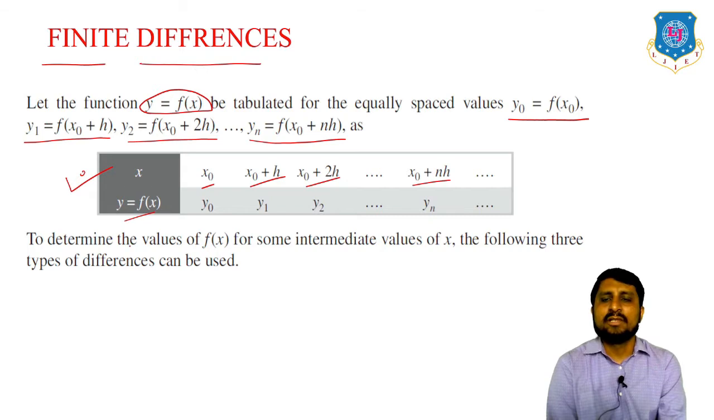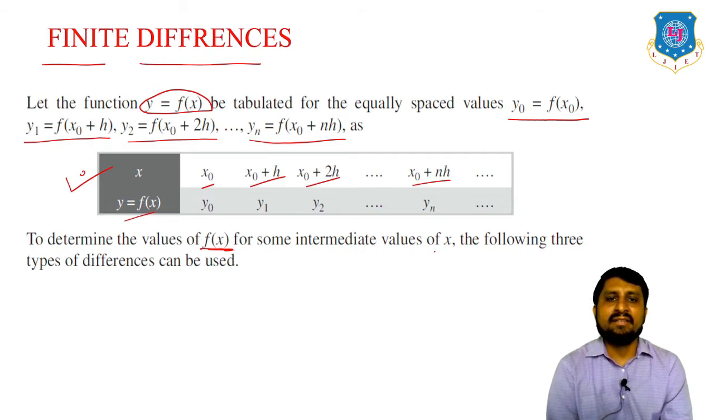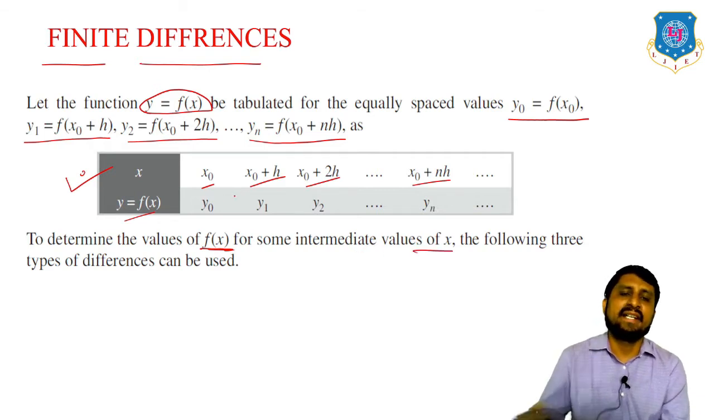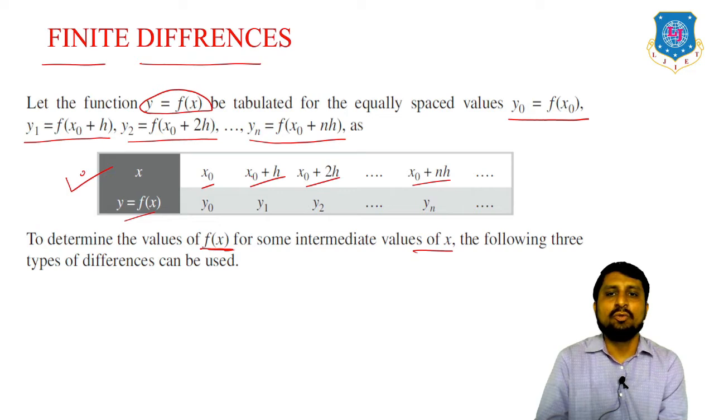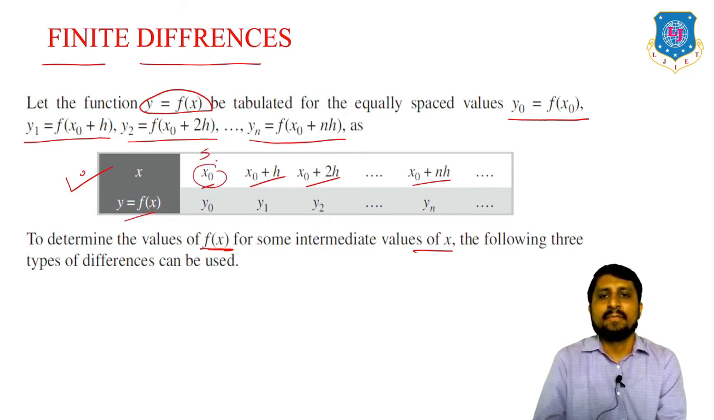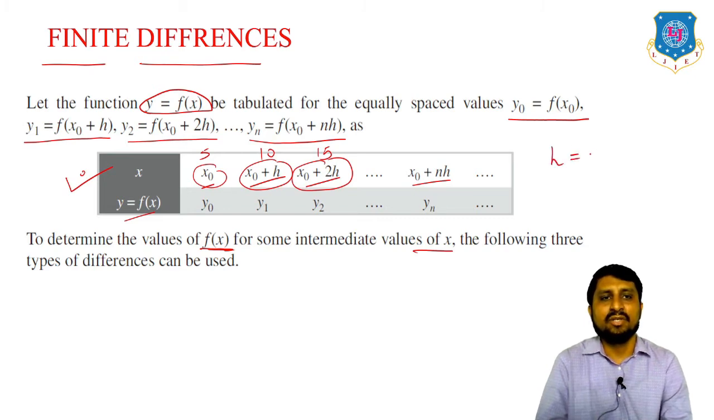Okay, now to determine the value of f of x, I want to find the value of f of x for some intermediate value of x. Intermediate value of x means between any two values. Suppose your x0 is 5, x0 plus h is 10, and x0 plus 2h is 15. So clearly you can understand that h is equal to 5.